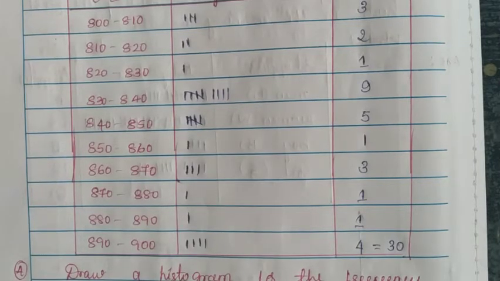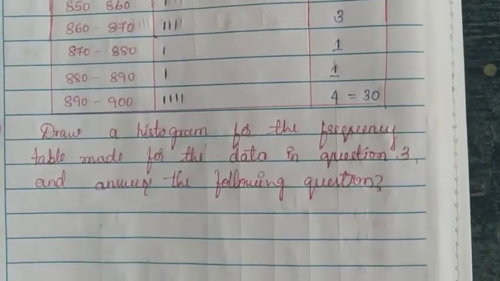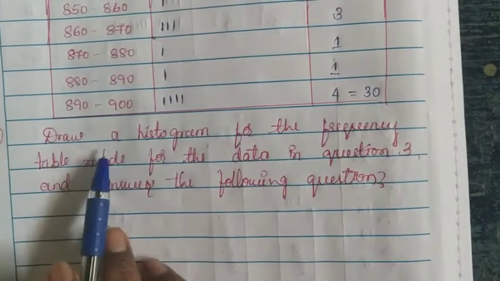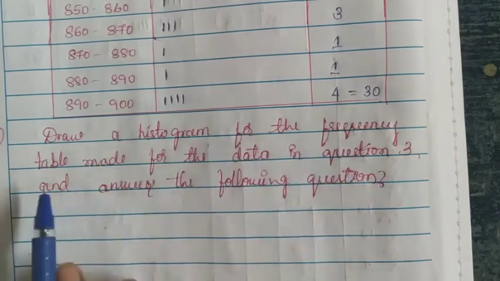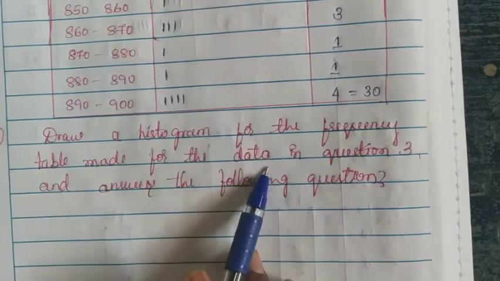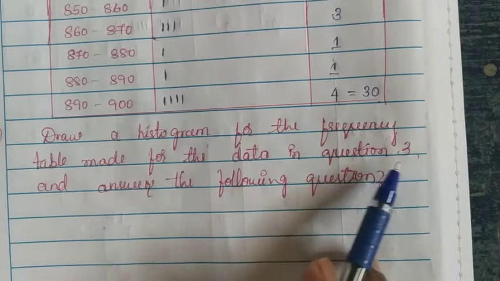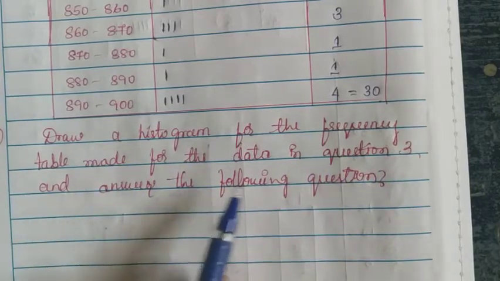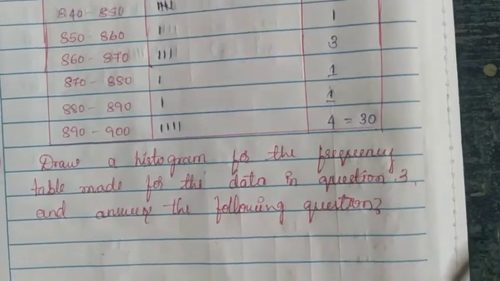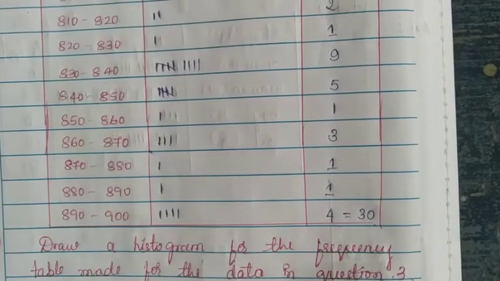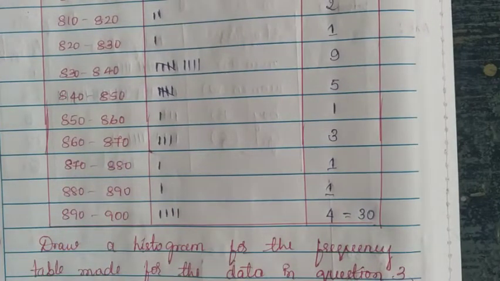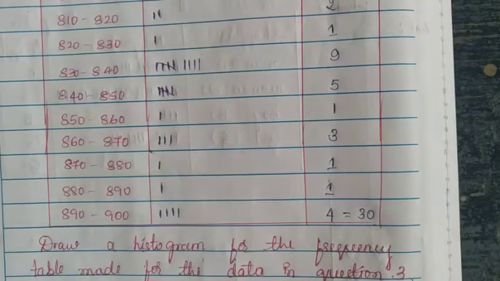Yes, now let's see what is asked in question 4. In question 4, what is asked here? Draw a histogram for the frequency table made for the data in question 3 and answer the following questions. Children, now let us draw the histogram for this frequency distribution table.